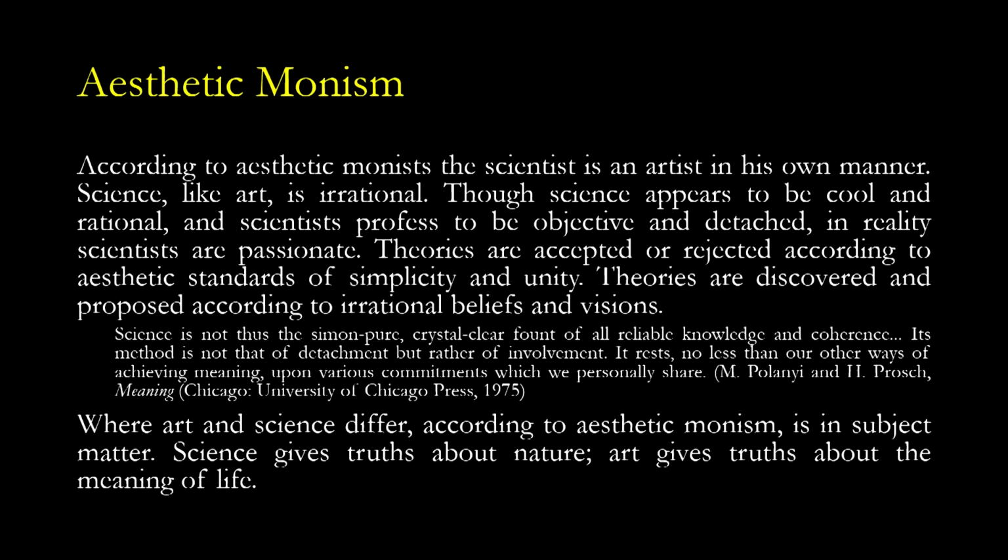Aesthetic monoism. According to aesthetic monoism, the scientist is an artist in his own manner. So, this is the view which holds that science is part of art. Science is a subdivision of art. Science, like art, is irrational. So, this view holds that science is also irrational like art. Though science appears to be cool and rational and scientists profess to be objective and detached, in reality scientists are passionate. It is said that to assume that scientists are dispassionate is wrong. Scientists are also passionate. Scientists also cannot do away with their emotions.